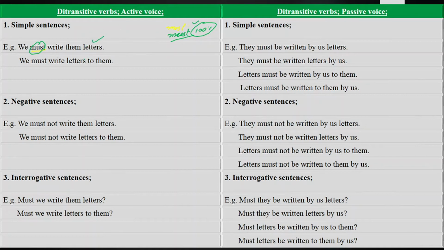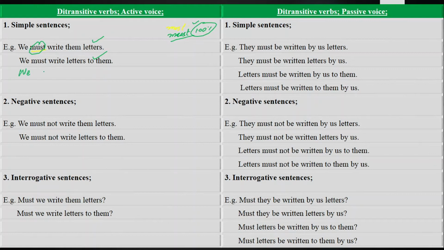We must write letters to them. Clear? So there are two ways to change them. "To them" means we have to send them. Clear? And if I say "for them", it means they cannot write and we have to write for them. So the meanings can be in different ways.